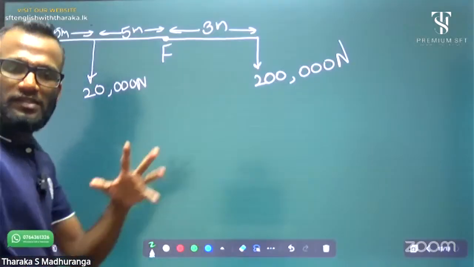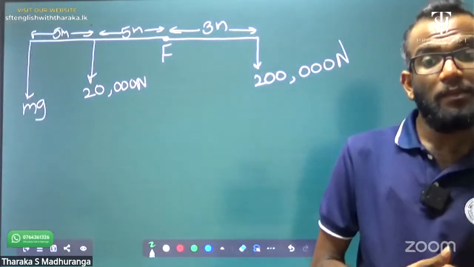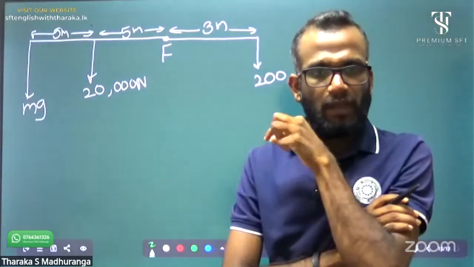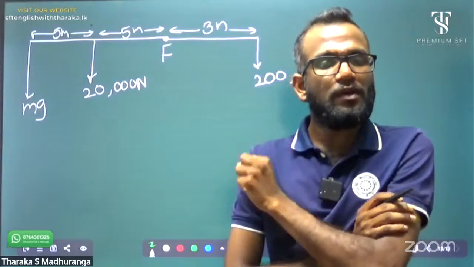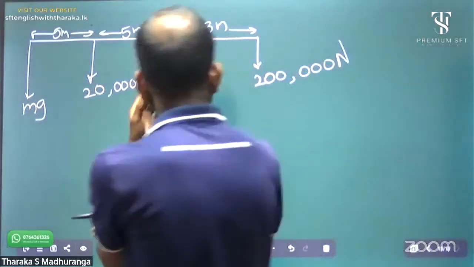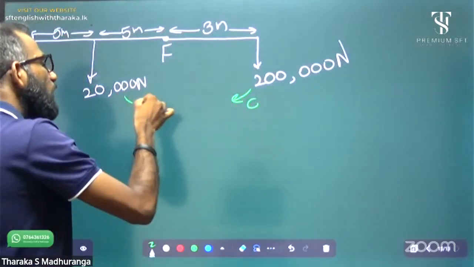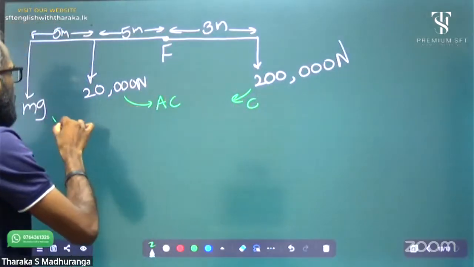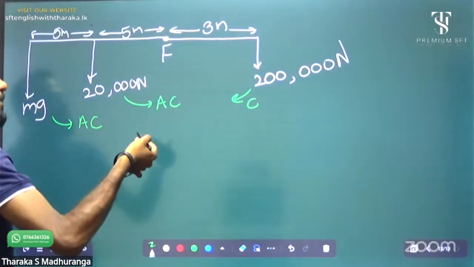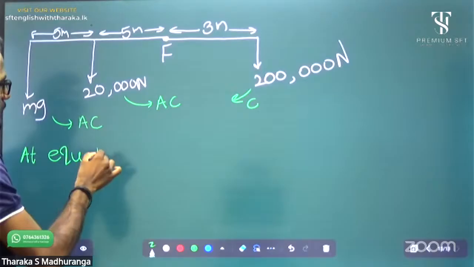Okay. Now, what is the theory? What is the lesson? Moment of forces, right? If it is a balanced system, the sum of clockwise moments of forces is equal to the sum of anti-clockwise moments of forces. In clockwise, only one force. Both are anti-clockwise. So let's take the clockwise moment at equilibrium.